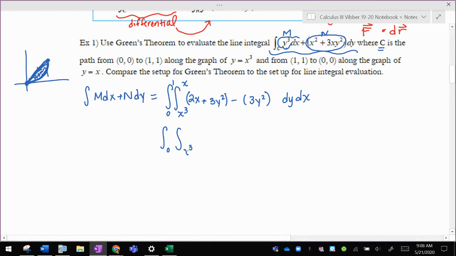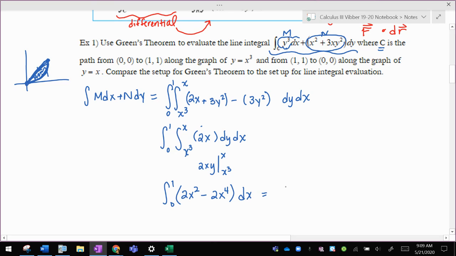So I'm going to evaluate this from x cubed to x and from 0 to 1. And then I have 2x dy dx. And so let's see. The antiderivative of 2x with respect to y is going to be 2xy from x cubed to x. And I'm going to substitute x and x cubed in for y, so that makes this 2x squared minus 2x to the fourth dx.